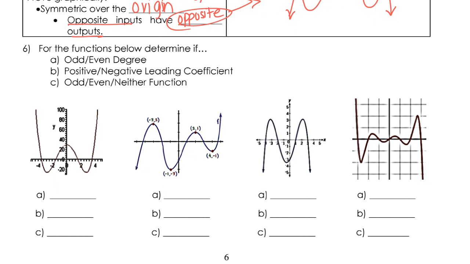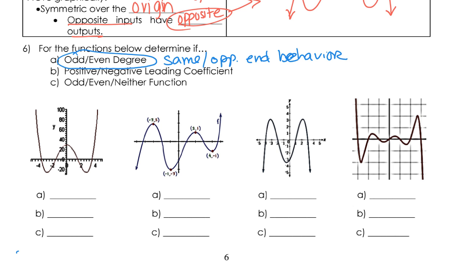And so in number 6, we're going to try to tie all of that together. In 6, it says for the functions below, determine if they are odd or even degree. When they talk about odd and even degree, they're talking about either the same end behavior versus opposite end behavior.